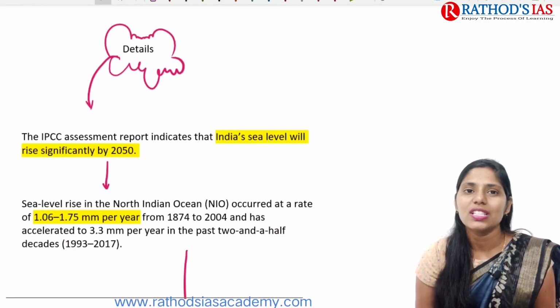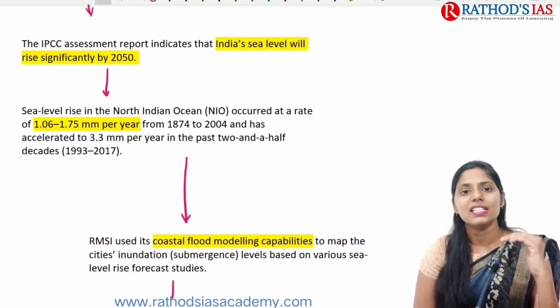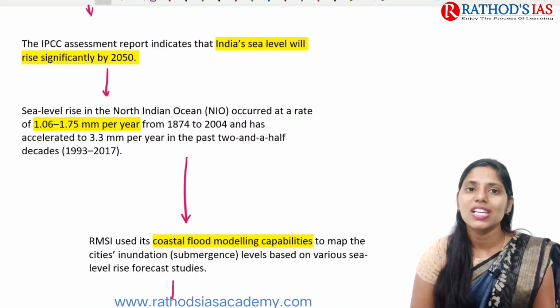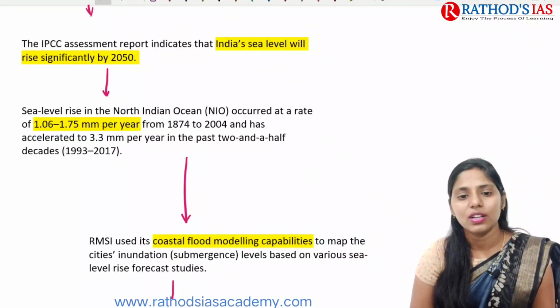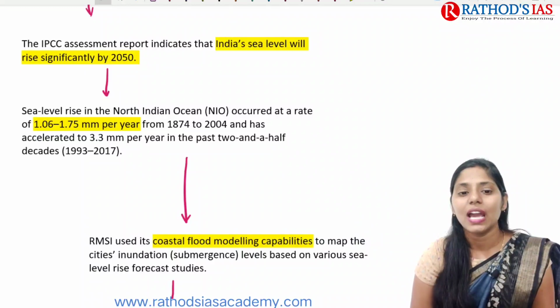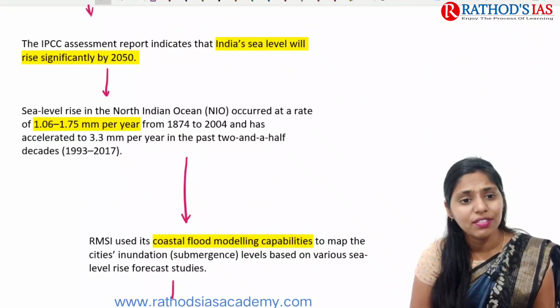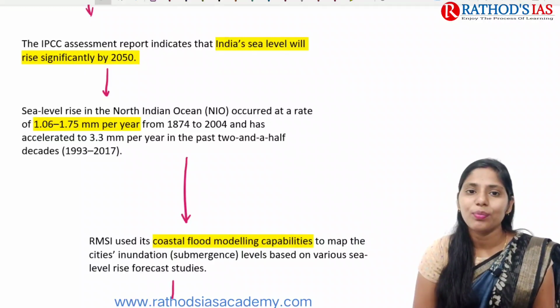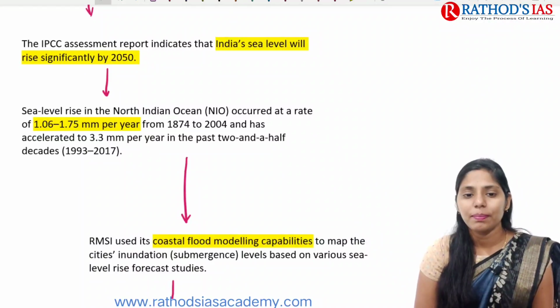Now let us try to see some details. This IPCC assessment report indicates that sea level rise will be significantly seen by 2050, and this sea level rise in the North Indian Ocean has occurred at a very high rate of 3.3 mm per year in the past 2.5 decades. Earlier the increase in sea level was about 1.06 to 1.75 mm per year, from 1874 to 2004, and from 1993 to 2017 it is 3.3 mm per year.